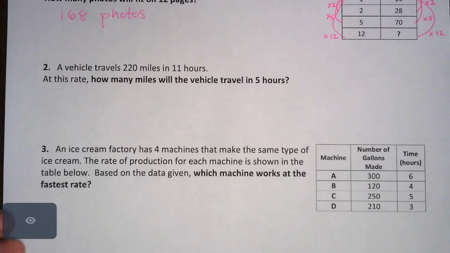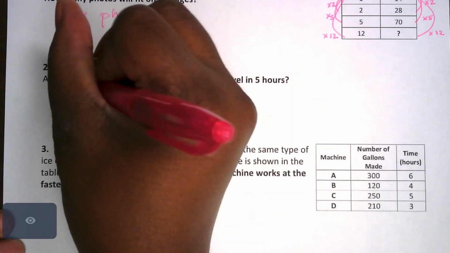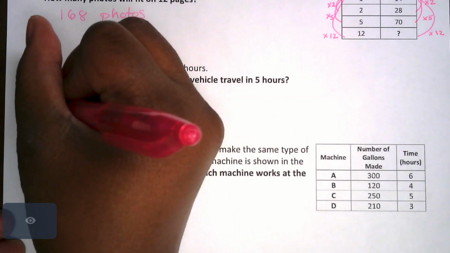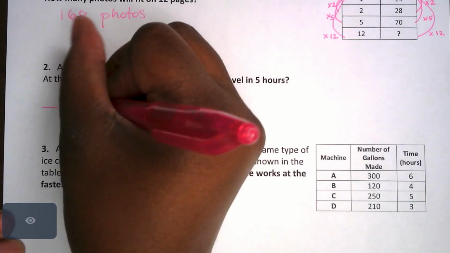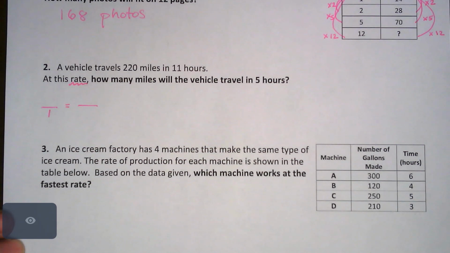Number 2, a vehicle travels 220 miles in 11 hours. At this rate, how many miles will the vehicle travel in 5 hours? So it's an important word here, rate. So this means that I'm first finding the unit rate here. So let's go ahead and set up our proportion lines. And because I'm finding unit rate, I'm going to go ahead and put 1 here.